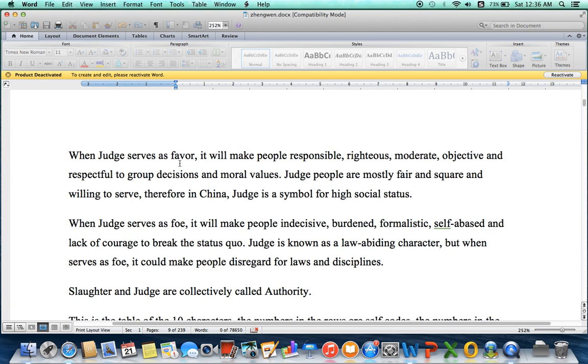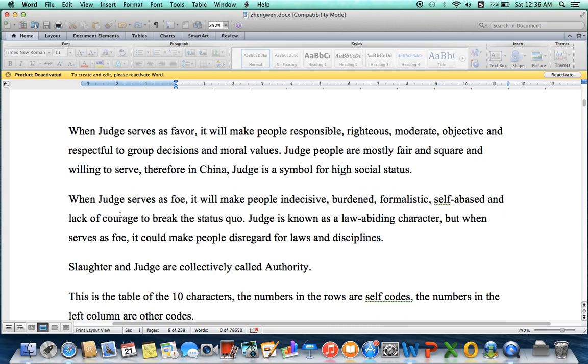When a judge serves as favor, the good side of judge will make people responsible, righteous, modest, objective, and respectful of group decisions and moral values. Judge people are mostly fair and square and willing to serve. Therefore, in China, it is a symbol for higher social status. Maybe only in China because politics is different in every country, in every culture. And when judge serves as foe, it will make people indecisive, burdened, always following rules, self-based, and lacking courage to break the status quo.